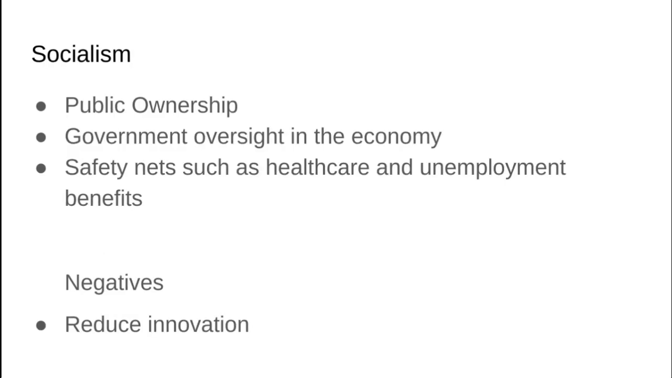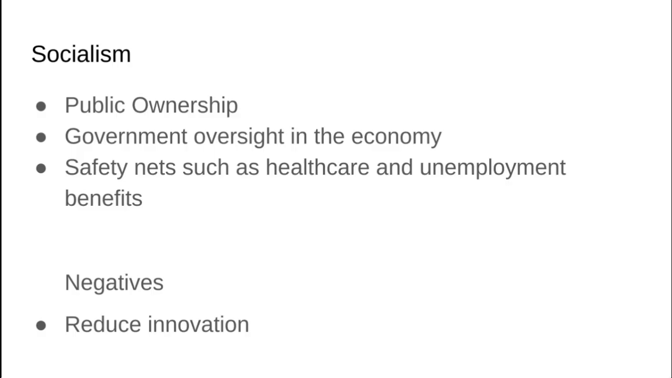Now, socialism, on the other hand, encourages public ownership, government oversight in the economy, and allows for safety nets such as healthcare, unemployment benefits, Social Security, Medicaid, Medicare, those things. Public ownership is where you don't necessarily own your house; it's owned by the government and you live there.